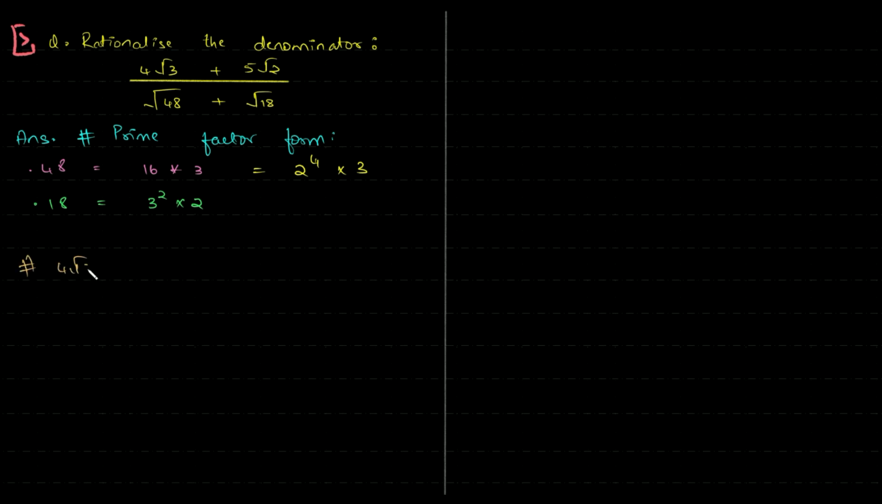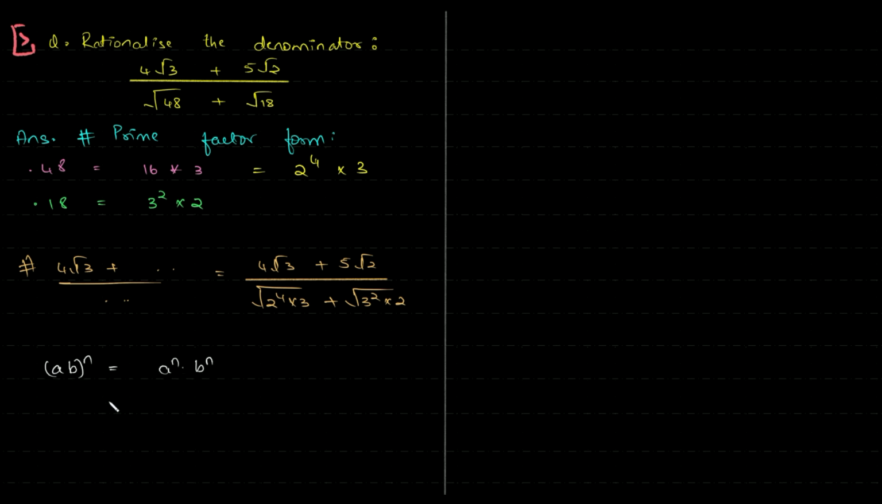So 4 root of 3 plus 5 root of 2, the entire thing divided by square root of 2 to the power of 4 into 3 plus square root of 3 square into 2. I'm not writing the whole question. Now we will make use of the formula (ab) to the power of n, which is a to the power of n into b to the power of n.